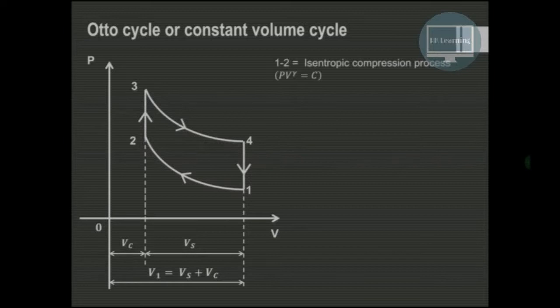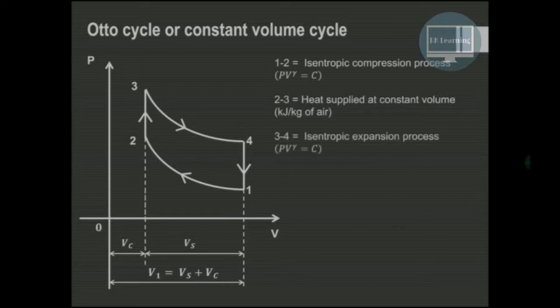So various processes which are involved are: 1 to 2 is known as the isentropic compression process. The law is PV raised to gamma is equal to constant. Then 2 to 3 is heat supply at constant volume in kilojoule per kg of air. 3 to 4 is the isentropic expansion process according to the law PV raised to gamma is equal to constant, and 4 to 1 is the heat rejection at constant volume process.